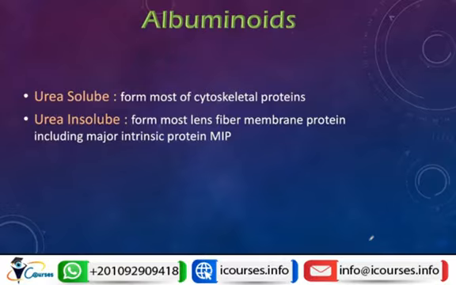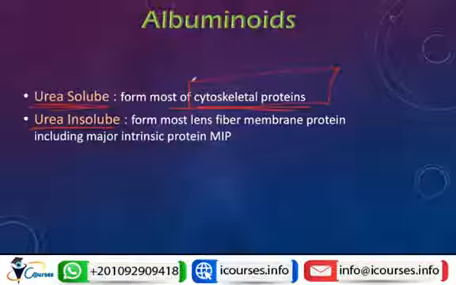The second type of the lens proteins is the albuminoids. The albuminoids are divided into two types: urea-soluble and urea-insoluble. The urea-soluble make up most of the cytoskeletal proteins. This is the major function of the urea-soluble. They do not share in the formation of the refractive power of the lens or in maintaining its transparency, but they make the skeleton of the lens.